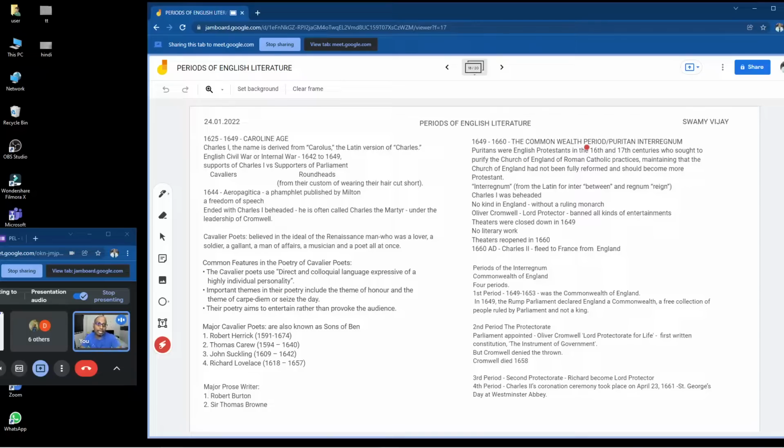If you don't understand Commonwealth period, try to understand what the Puritan interregnum is. So first try to understand who is a Puritan. Puritans were English Protestants, so Catholics and Protestants, two major sects. Puritans were English Protestants in the 16th and 17th century who sought to purify the Church of England of Roman Catholic practices, maintaining that the Church of England had not been fully reformed and should become more Protestant. So these people were like modern Talibans.